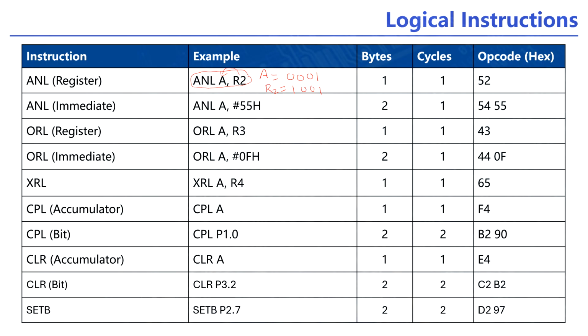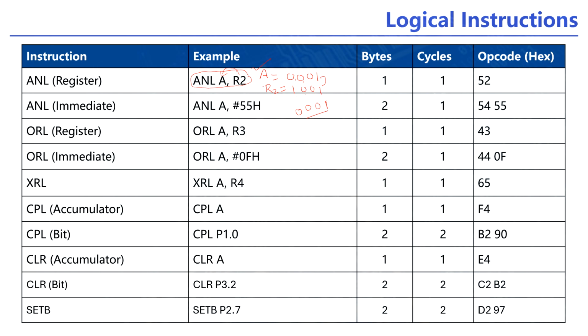So the AND logic fulfills this condition: 1 AND 1 is 1, 0 AND 0 is 0, 0 AND 0 is 0, 0 AND 1 is 0. This is the one value that comes here. This is the answer of AND logic.